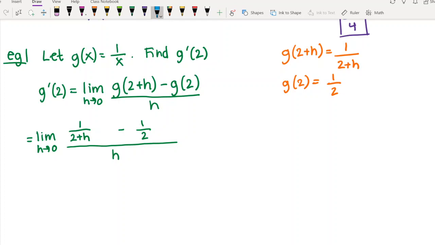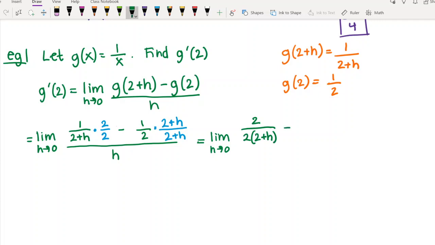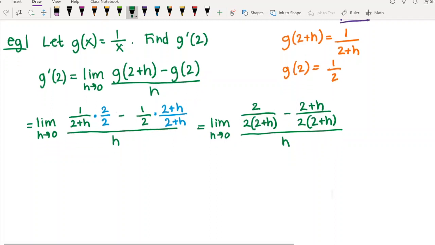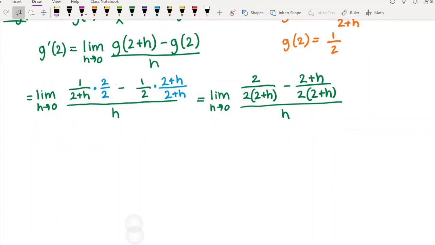So we're going to multiply the first fraction by 2 over 2, and we're going to multiply the second fraction by 2 plus h over 2 plus h, because then both of them will have the same denominator of 2 times 2 plus h. So we have the limit as h approaches 0 of 2 over 2 times 2 plus h minus 2 plus h over 2 times 2 plus h, all divided by h. I know this is going to look kind of intense and scary, but don't worry, we will get to a point where it gets more simple. So we made a common denominator. Let's actually put those pieces together.